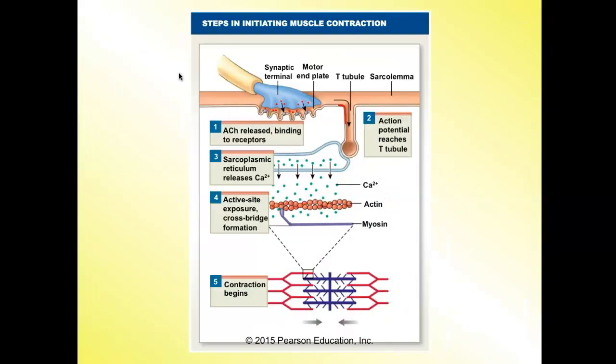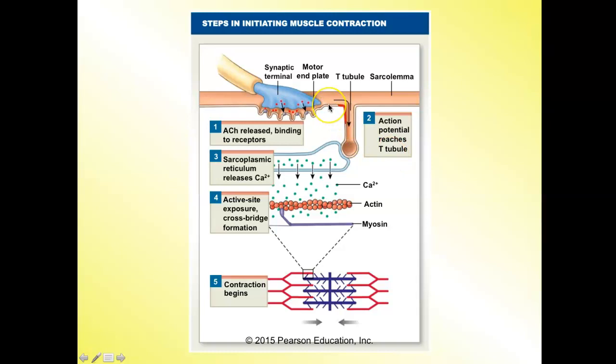So let's take a look at these steps, right? So here comes the synaptic terminal. So the action potential comes down, it releases those neurotransmitters into the cleft. So step one, acetylcholine is released, binding to the receptors on the muscle sarcolemma. So that action potential that begins, number two, right? Action potential reaches our transverse tubules or T tubules.